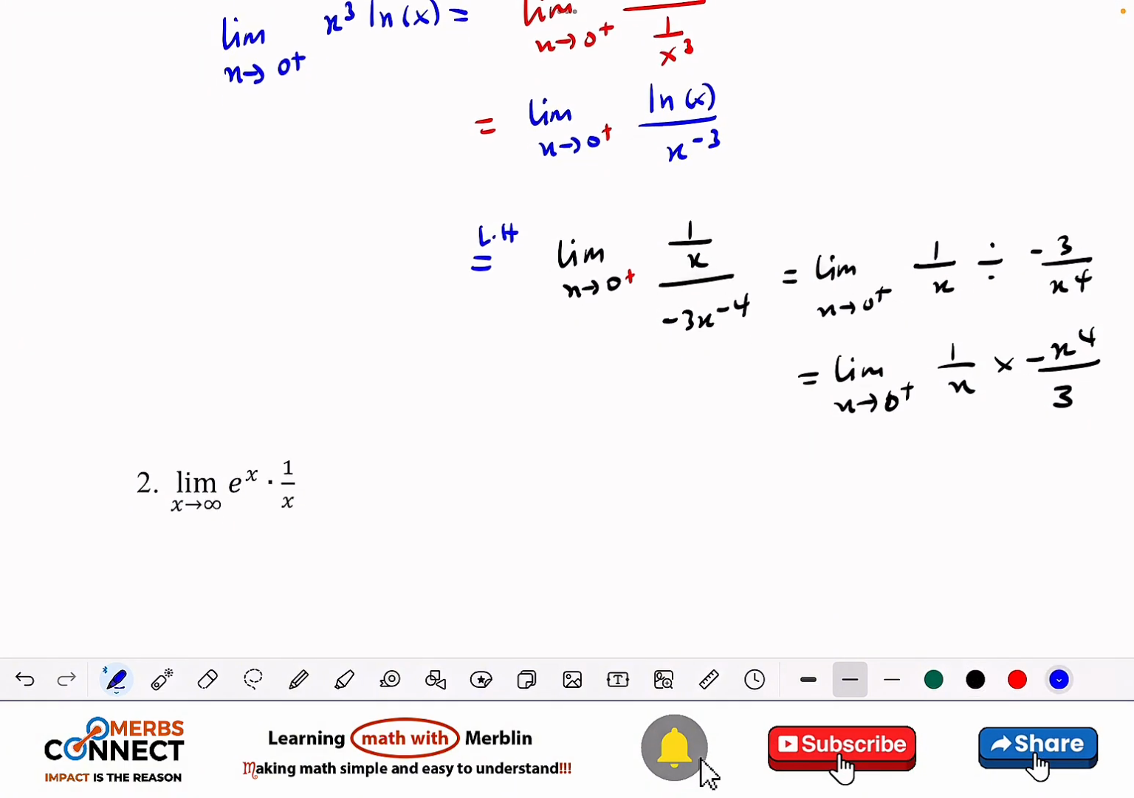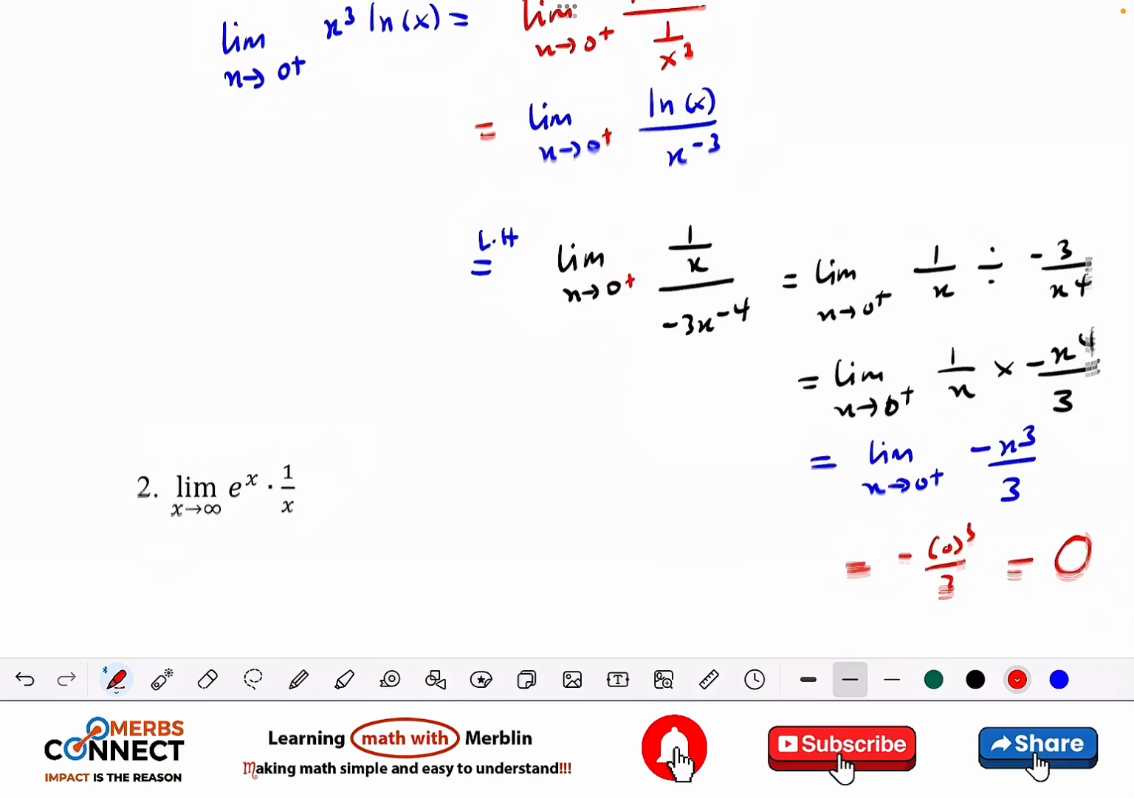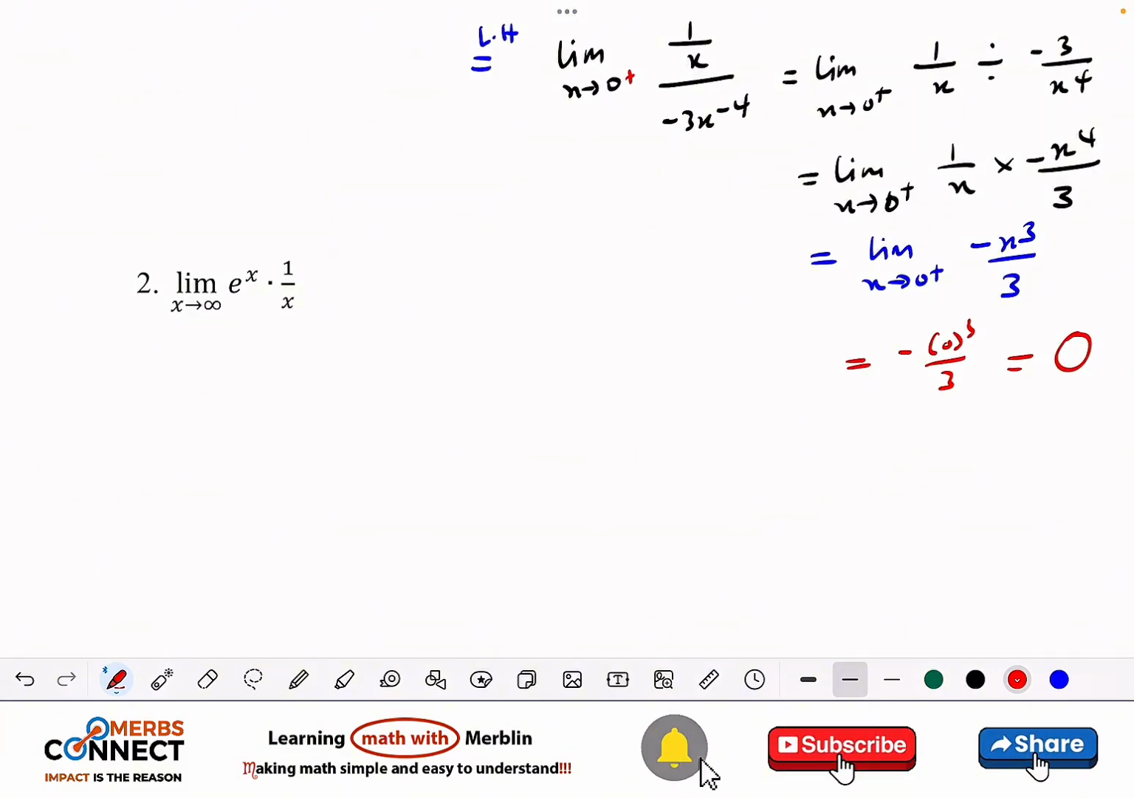Good. Then we can write this one as the limit as x approaches 0 from the positive side. The 1 over x will cancel this, so this is going to give us minus x to the power 3 divided by 3. I plug in the 0, and then I'm going to have minus 0 to the power 3 divided by 3, and this is going to give us 0. So that's what we are going to get at the end of the day. It's kind of very nice.